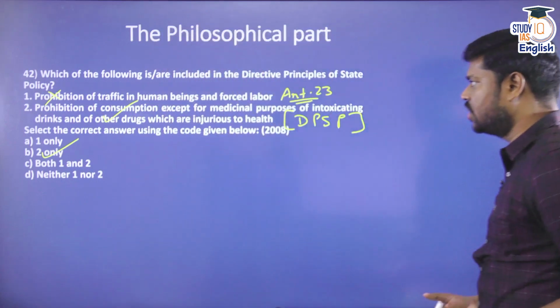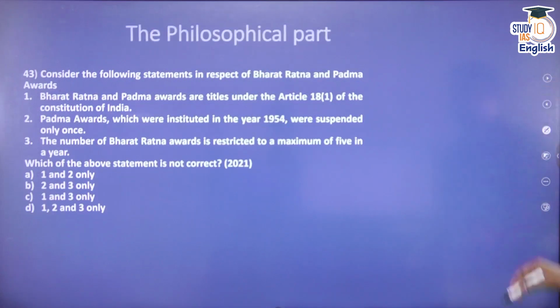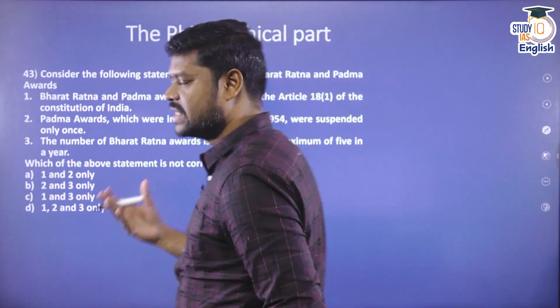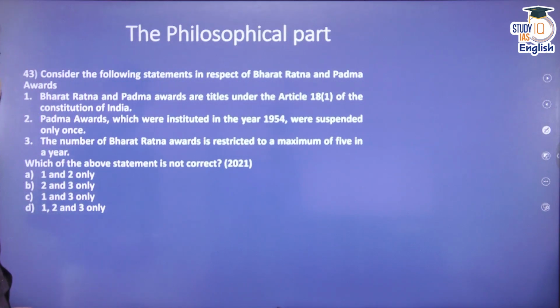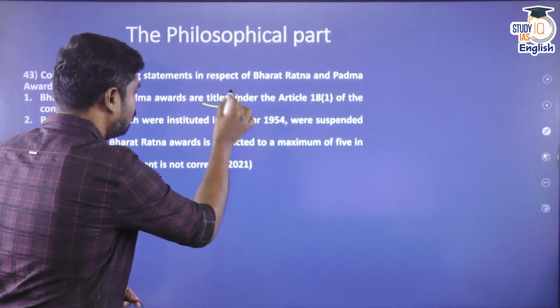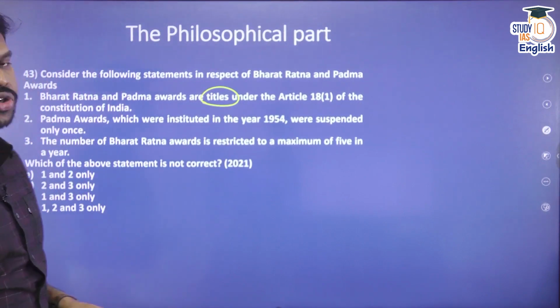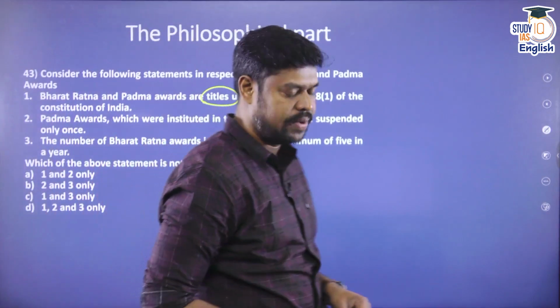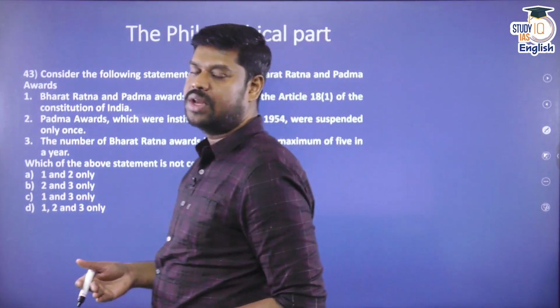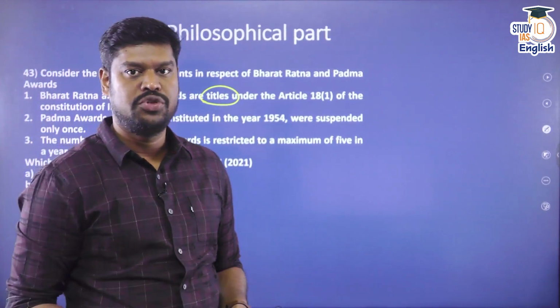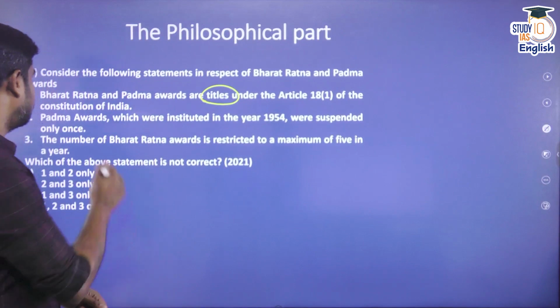I think 2 to 3 questions or more, we will just complete them before we wind up today's class. This is an exceptional question, but sometimes they can ask you such questions as well. Consider the following statements in respect of Bharat Ratna and the Padma Awards. Statement 1 says the Bharat Ratna and the Padma Awards are titles. Now, under Article 18 of the Constitution, giving titles by the state is prohibited. There are 3 Padma Awards in our country: Padma Vibhushan, Padma Bhushan and Padma Shri. And then you have the Bharat Ratna, which is the highest civilian award.